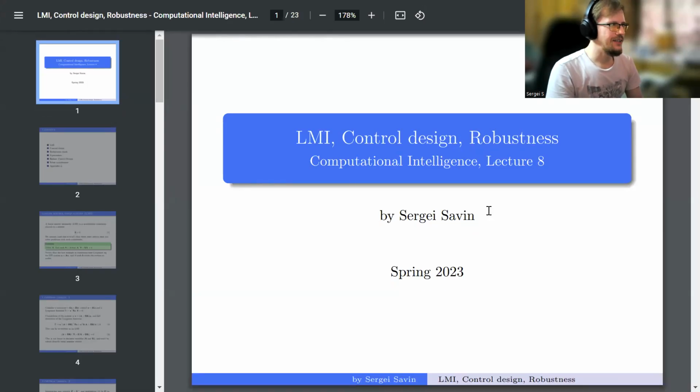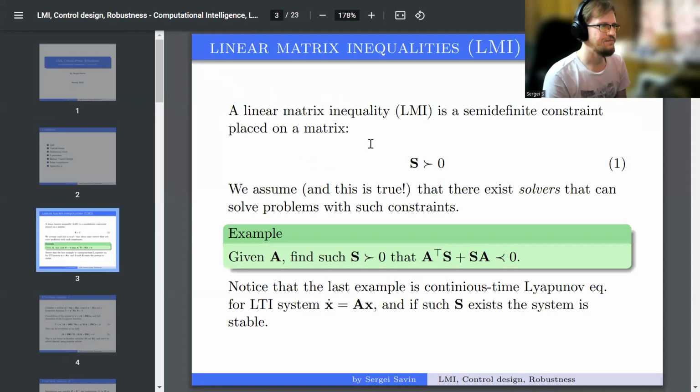All right. So let us begin with the content for lecture 8. Here the focus will be entirely on trying to work with LMIs in control. In particular, we will try to go to control design, then to robust control design. That will be our aim for the lecture. So let's get right into it.